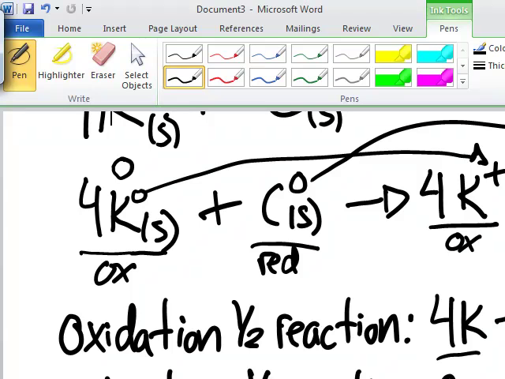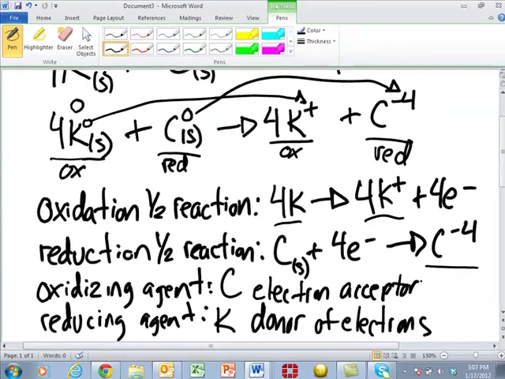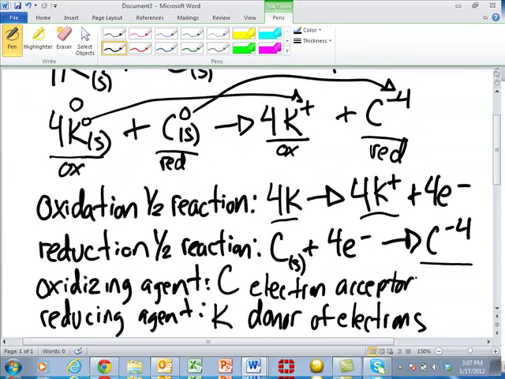Does that make sense? Okay, so let's do one that's a single replacement reaction now. So let's start with a single replacement reaction. And we're going to do one from our virtual lab.